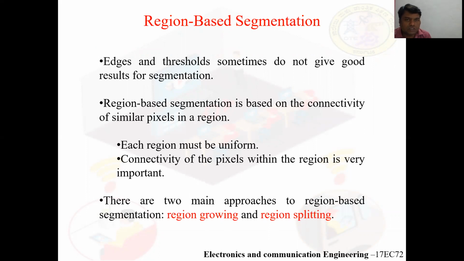Region-based segmentation: adjacent thresholds sometimes do not give good results for segmentation. Region-based segmentation is based on the connectivity of similar pixels in a region. Each region must be uniform. Connectivity of the pixels within the region is very important. There are two main approaches to region-based segmentation, that is region growing and region splitting.